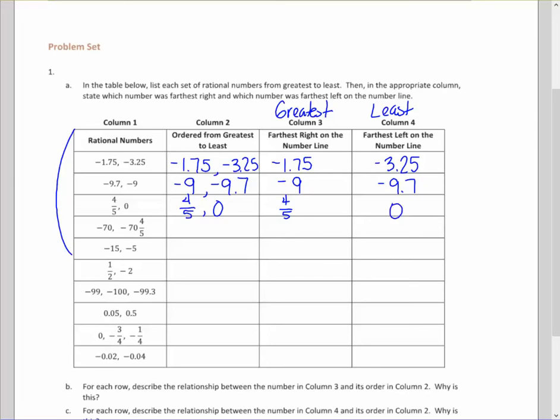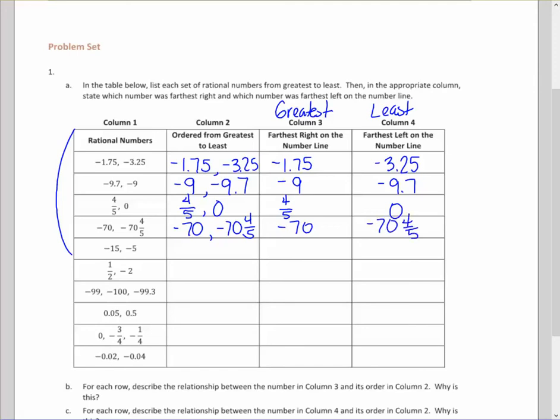All right, so let's just go through one more because this is pretty easy. All right, greatest to least here. Again, think of it. Are you going to have more money if you owe somebody $70 or if you owe somebody almost $71, right? You're going to have more if you just owe someone $70 than if you owe somebody that much. And then the one that's furthest right on the number line would be negative 70, and the one that's furthest left would be negative 70 and 4/5.